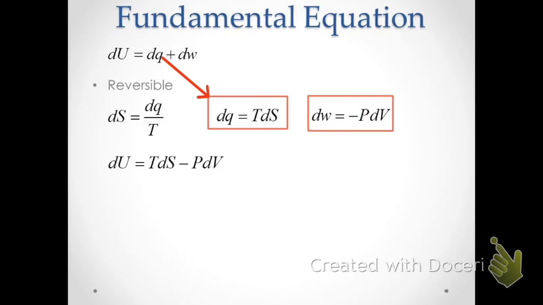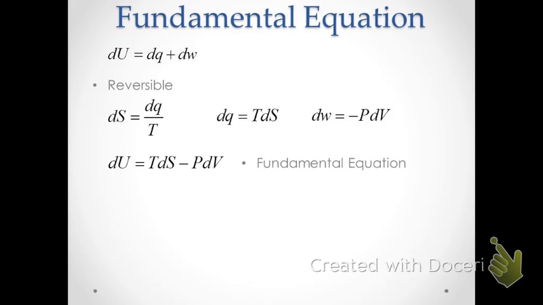Then we just simply make the substitution for dq and dw to get the fundamental equation: dU is equal to TdS minus PdV. It is important to note that we made the assumption here that work was PV work only. We did not include in this derivation other sources of work.